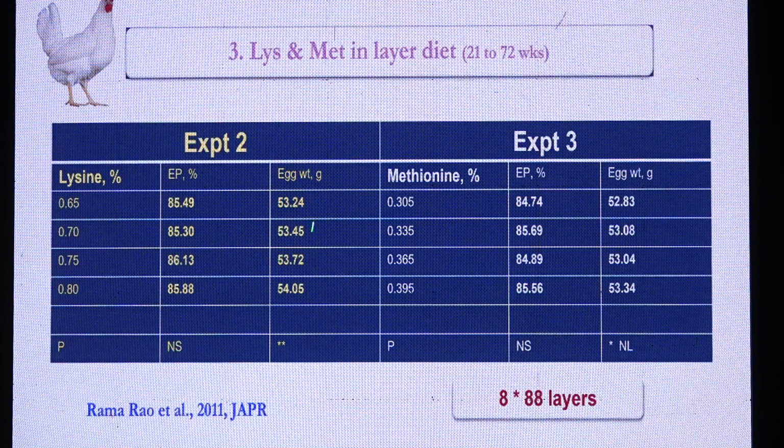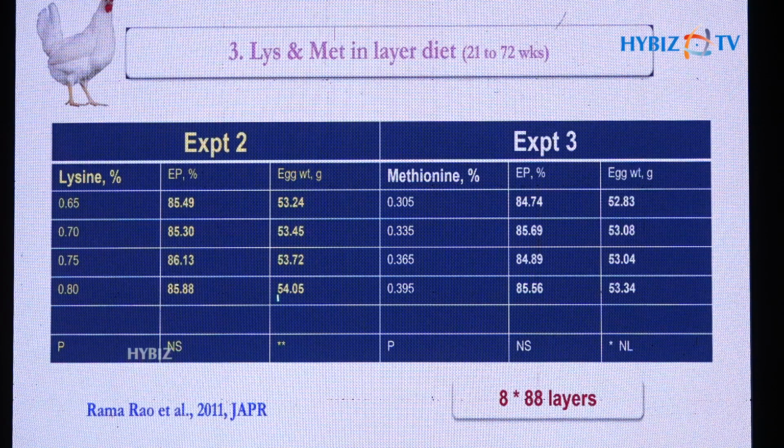But there is a linear increase in the egg size, though the increase is only to the tune of 1 gram. Even with methionine, we always believe that whenever there is an issue of pullet eggs, we tend to increase the methionine, but its effect is hardly 1 gram by increasing 0.1%. Is it really worth it? We have to understand economically.